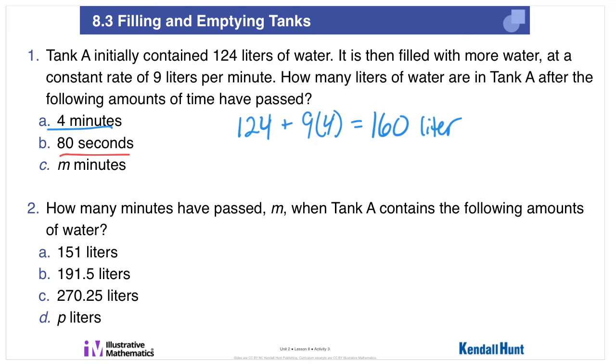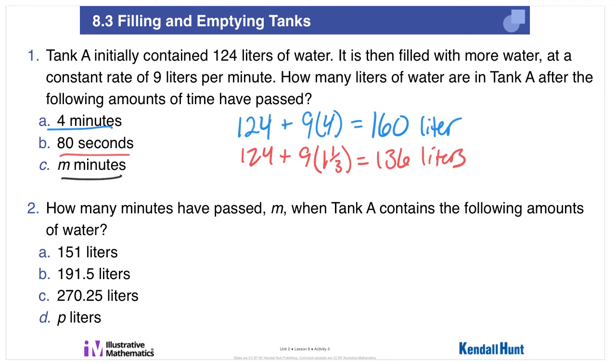In B, we have 80 seconds. Now, our problem is in liters per minute, so we have to think about how many minutes 80 seconds is, and that would be 1 1/3 minutes, because you'd have 1 minute and then 20 more seconds, which is 1/3 of a minute. And when you calculate this out, you would end up with 136 liters.